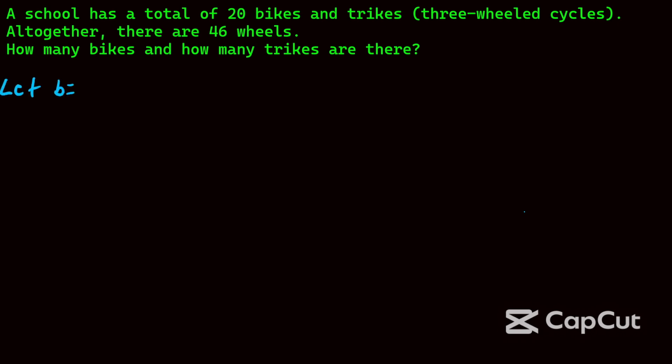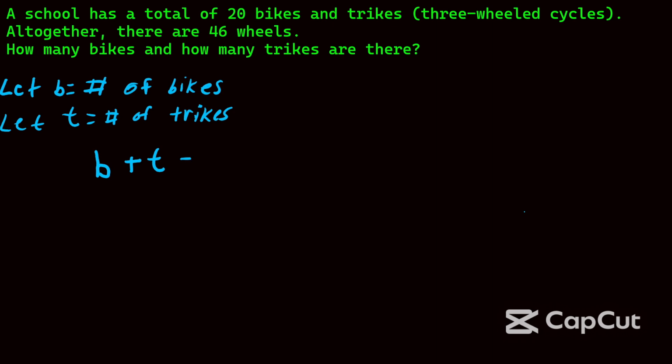So let b equal number, hashtag is just number of bikes, and then let t equal number of trikes. I remember writing these when I was in lower school. Okay, so number of bikes, number of trikes. Okay, so there's a total of 20 bikes and trikes. So the number of bikes plus the number of trikes equals 20. Okay, done. We knocked out our first equation.